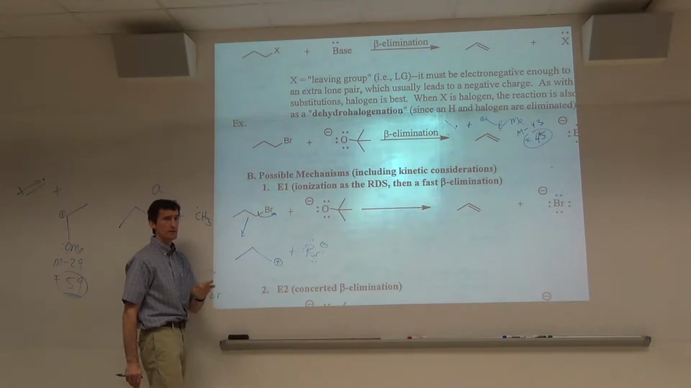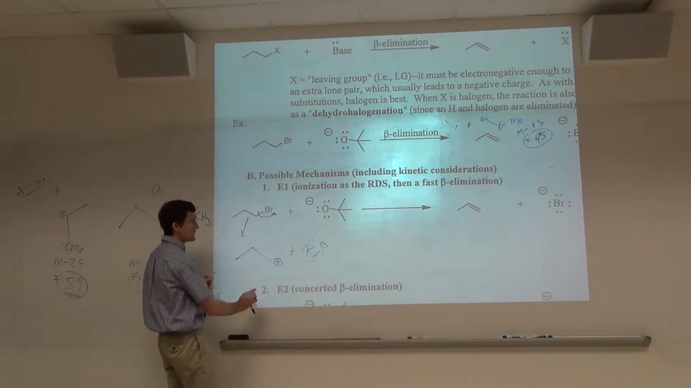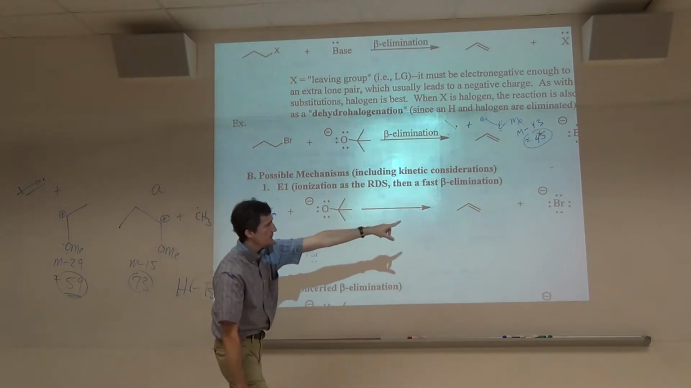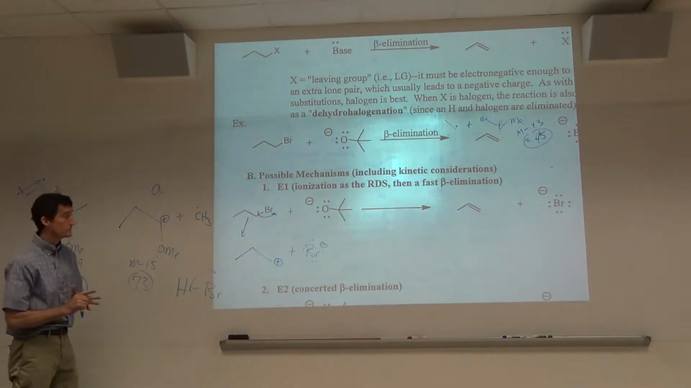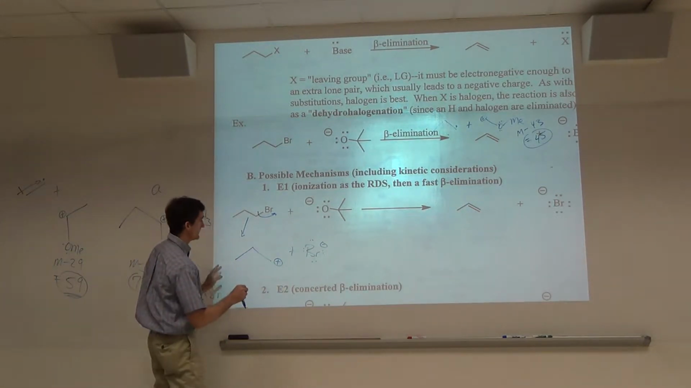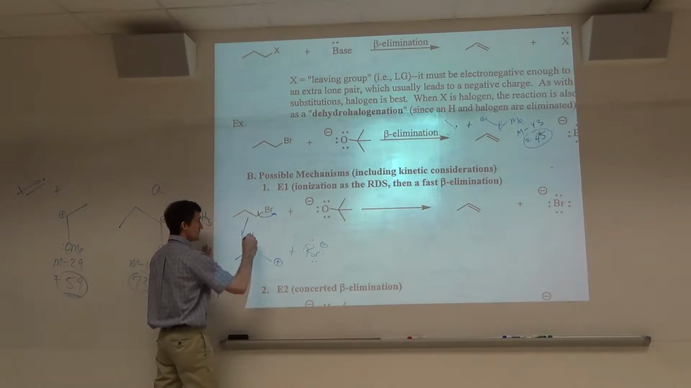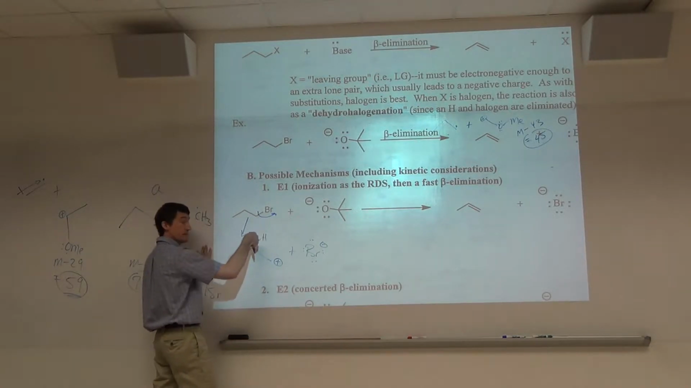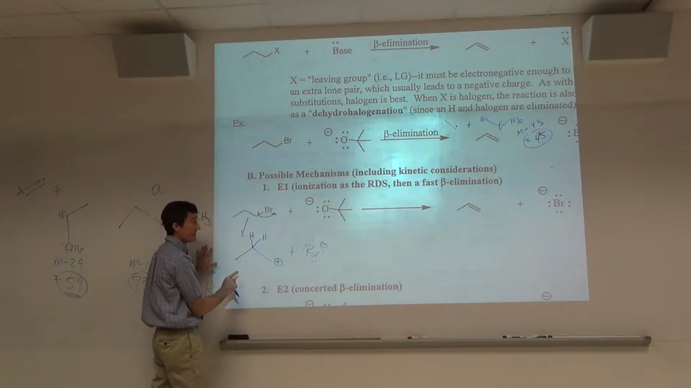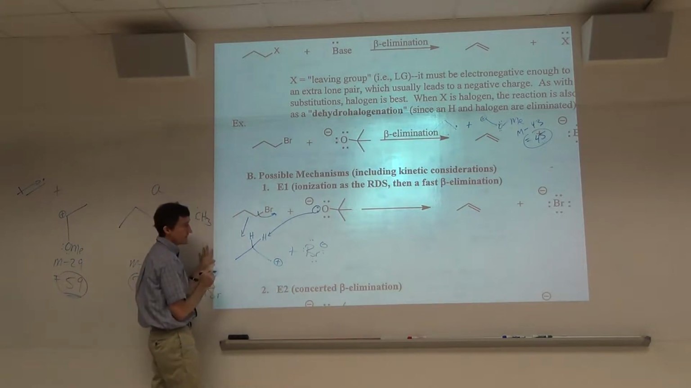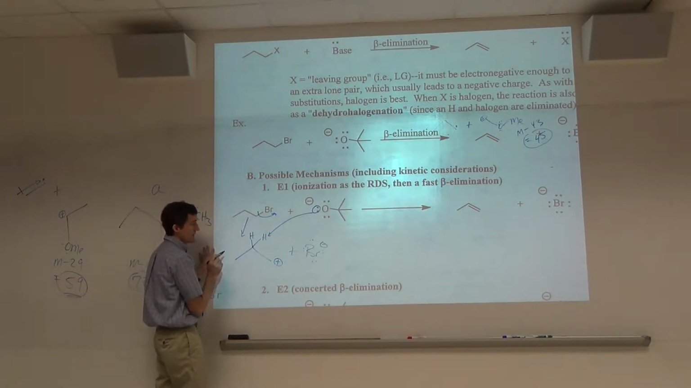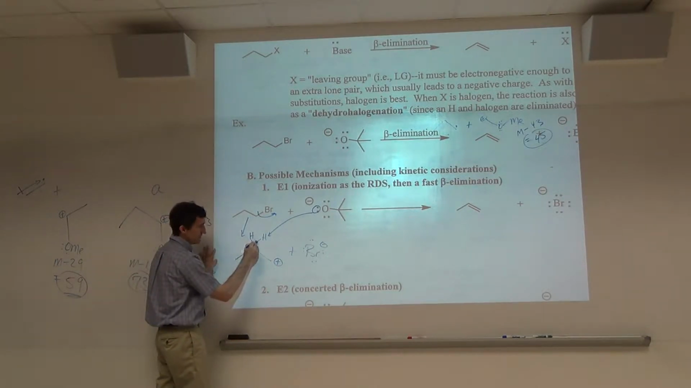Well, let's first do this and then step back. Because if we're going to do this mechanism, we've got to form Br minus. And there we go. I just showed you a possible way to form it. But what else do we also need to form? We also need to remove an H and put in a pi bond. Well, at this point, the base could bond to the H, and I could show these electrons just moving in.